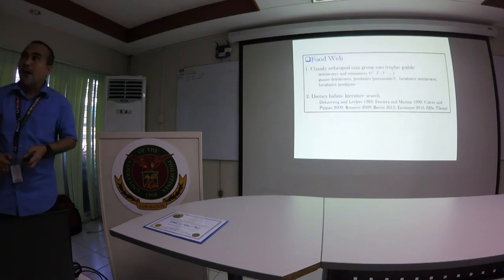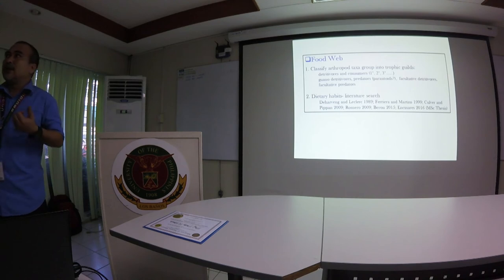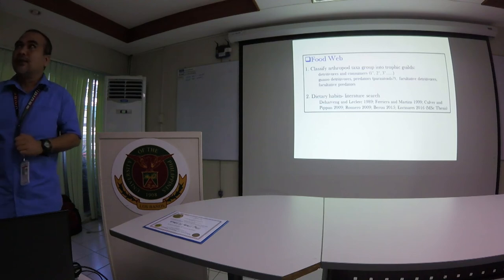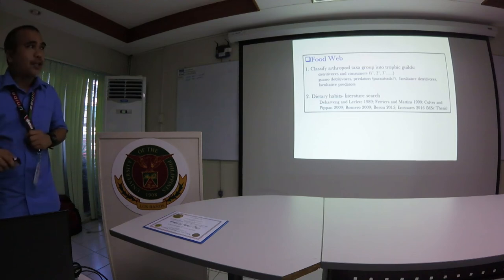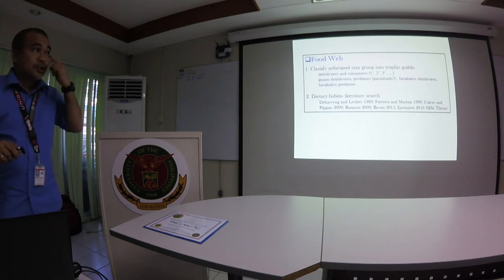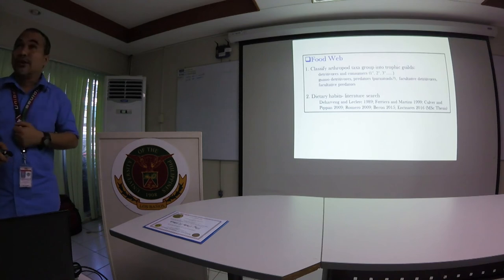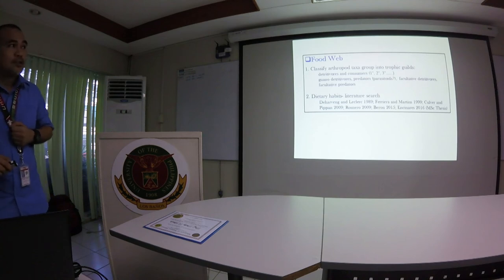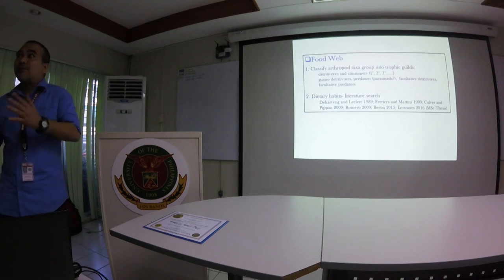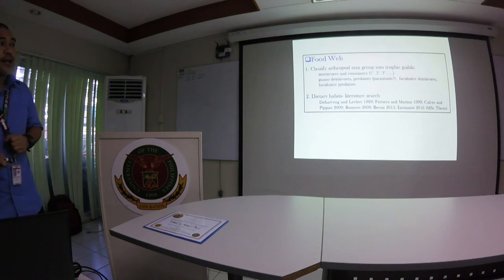Okay, so for the food web, I have to admit there's no statistical program that can actually construct a food web. So here, it's what I call mano-mano. I'm looking into what the known trophic guilds are, for example, are they detritivores or consumers, and are they primary, secondary, or tertiary, or on a much deeper level, are they guano detritivores, predators, with parasitoids considered as predators. We also have facultative detritivores, which are actually detritivores but would often switch to predatory mode when needed. And same with facultative predators.